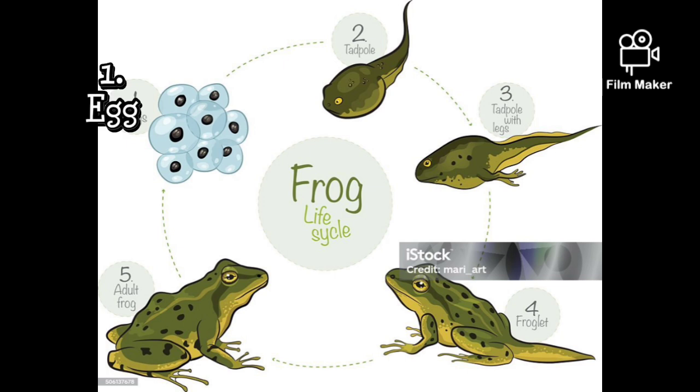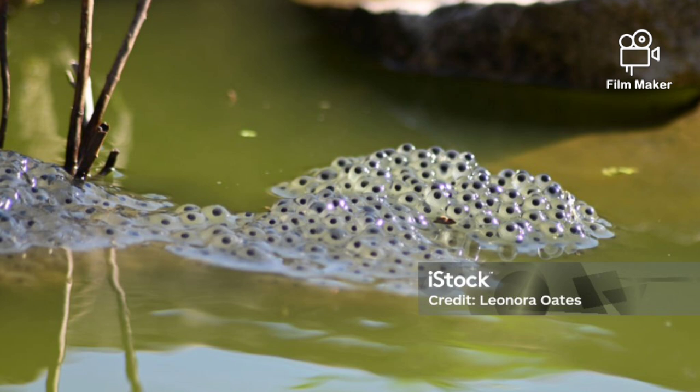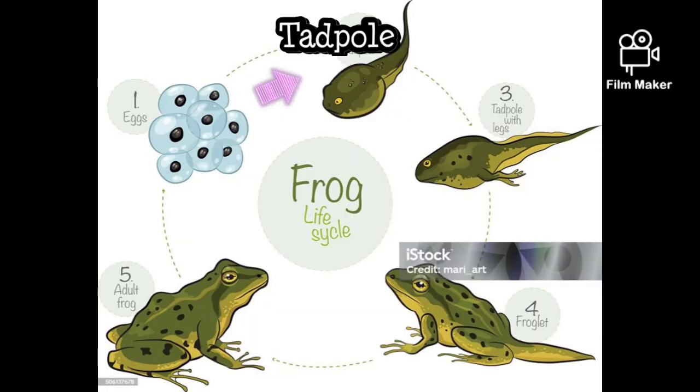Stage 1, egg. A frog begins life as an egg. A female frog lays lots of eggs at one time in a pond. The eggs float on water in a jelly mass. The eggs will soon hatch into tadpoles.